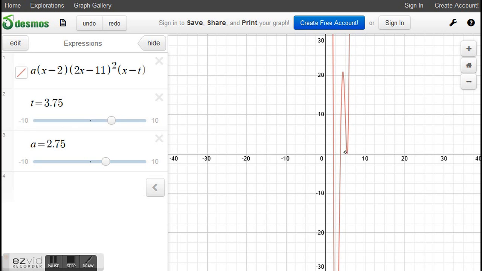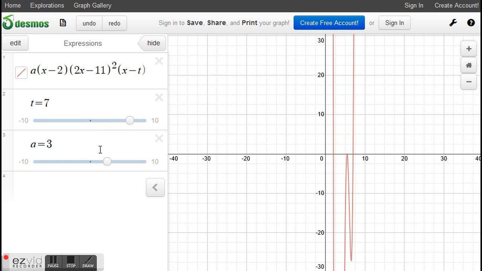And then there's another constant zero at 5.5, which has a bounce because of the multiplicity of 2. So if I were to shift t to become 5.5, you will notice how the zero at 5.5 becomes a bend instead of a bounce. And that's what we want to avoid by specifying that t cannot be 5.5 or 2. And the slider a controls the end behavior and the stretch factor of this graph. So as you can see, there are many polynomials that satisfy the given conditions.